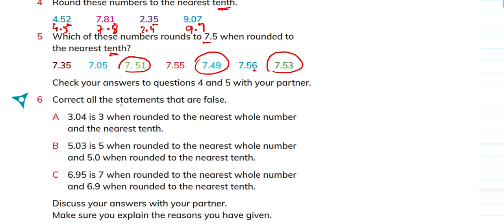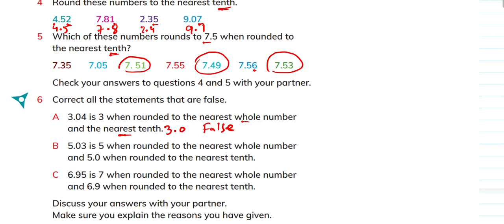Look at that. Correct all the statements that are false. Some statements are false, and you have to correct them as well. The statement is: 3.04 is 3 when rounded to the nearest whole number. If you round to whole, yes, it is 3. And to the nearest tenth, if you round to the nearest tenth, no, it is false. To the nearest tenth, it will be 3.0.